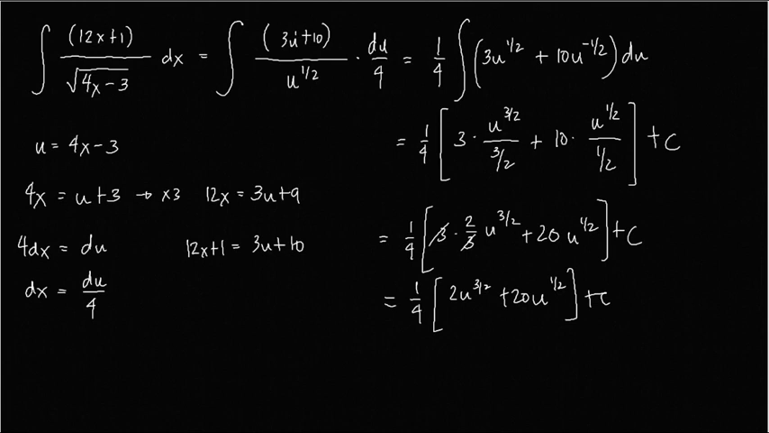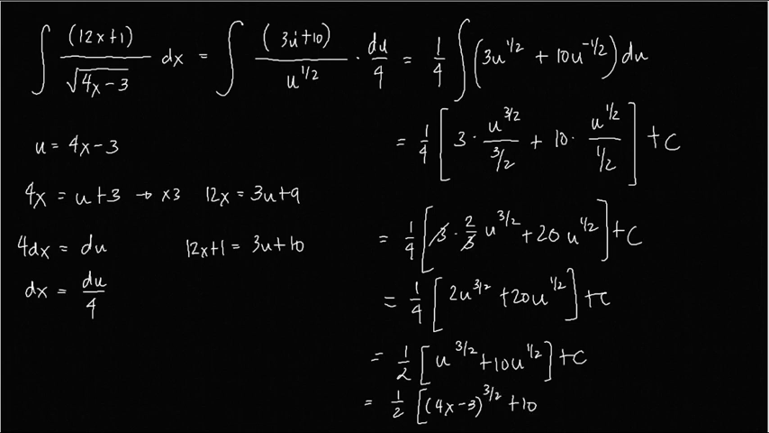We can factor out 2 inside. So this is 2/4, which becomes just 1 half. Then this should be u raised to 3 halves plus 10u raised to 1 half plus c. And then going back to our original variable, we have 1 half times u, which is 4x minus 3 raised to 3 halves, plus 10u raised to 1 half. So we can write that as square root of 4x minus 3, plus c. So this will be our answer for this problem. Let's proceed to our problem number 14.